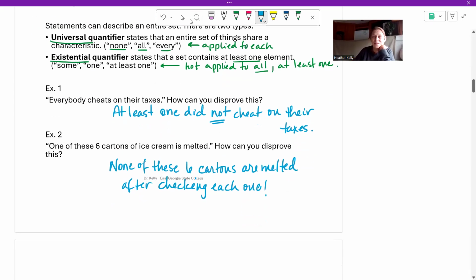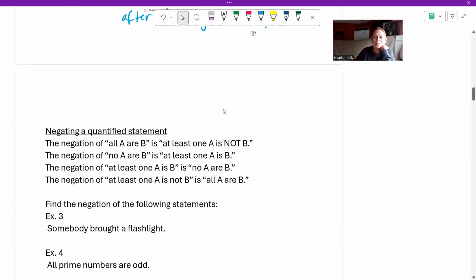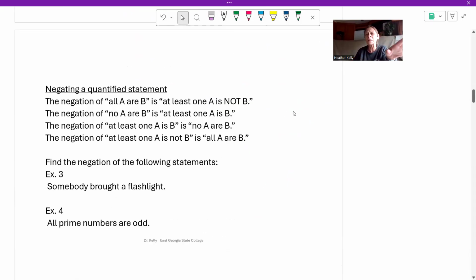Y'all don't get lost here. Hang on. I know it seems kind of crazy. I wrote it out for you in a nice way that you can kind of understand. Please feel free to pause and really understand these. But let's take a look here. This says the negation of all A's are B is at least one is not a B. Okay, just like our last example.